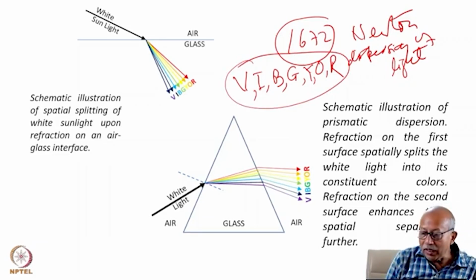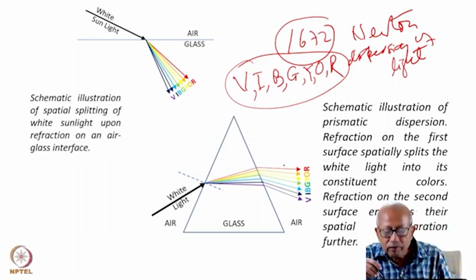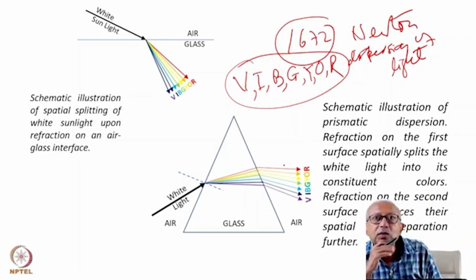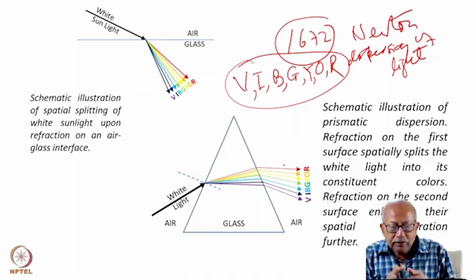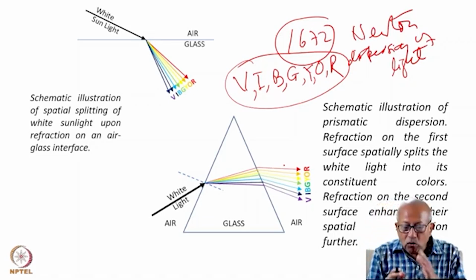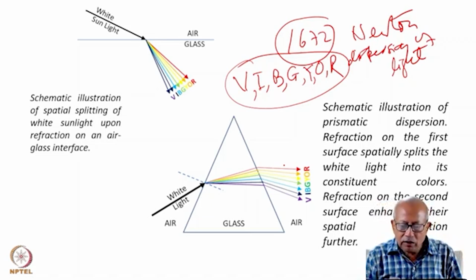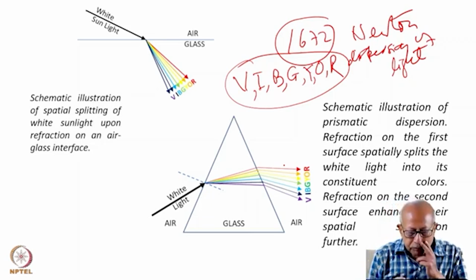But we can actually explain this. This is called dispersion of light. We can actually explain this dispersion of light simply by invoking Snell's law of refraction. Let us try to quickly and qualitatively understand the underlying physics of this dispersion of light.